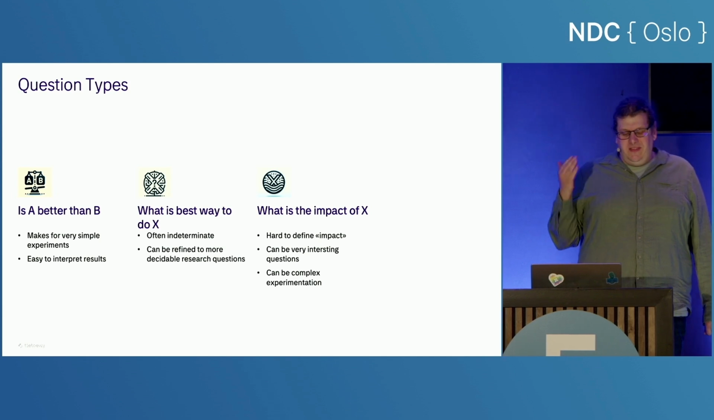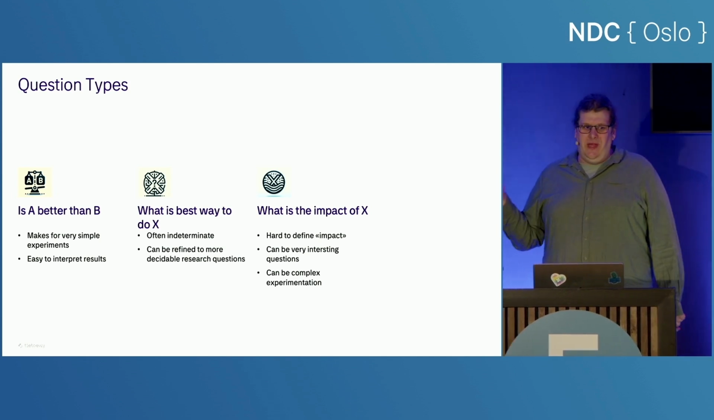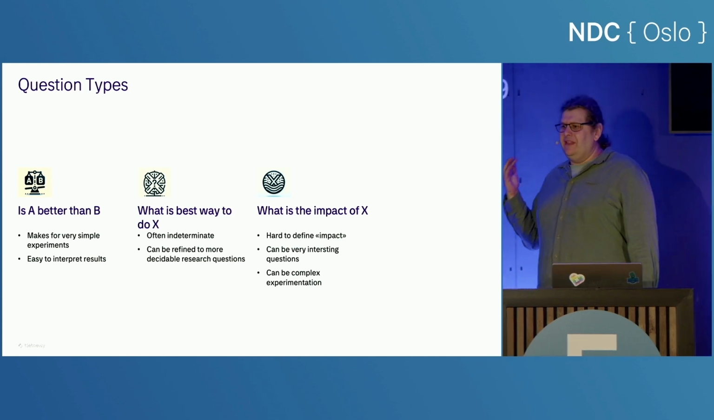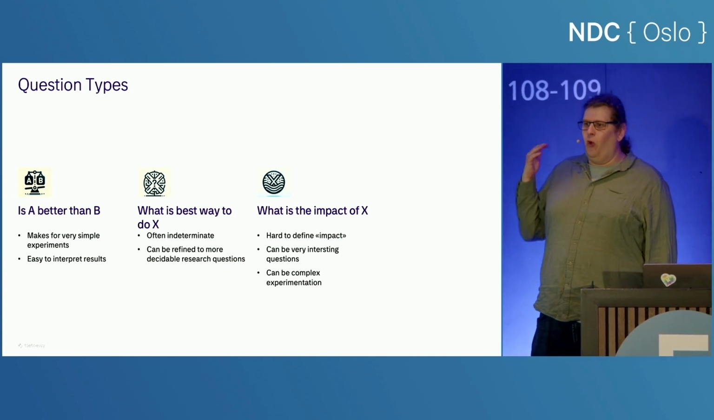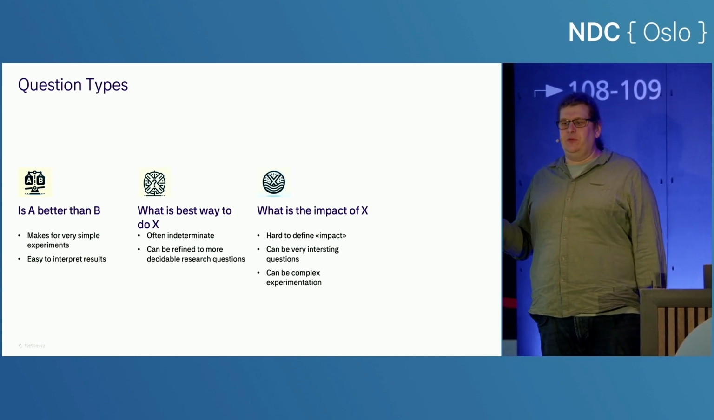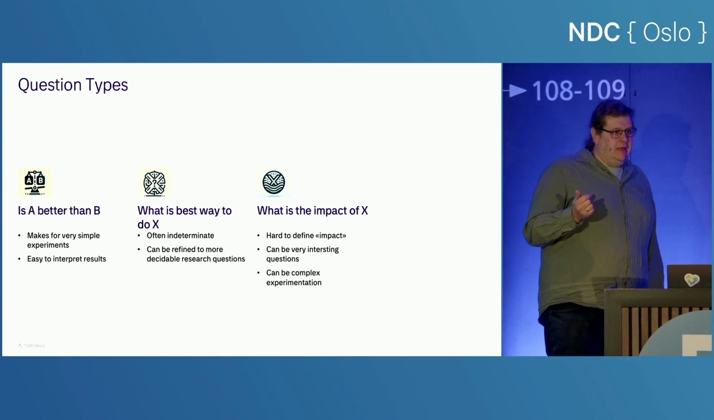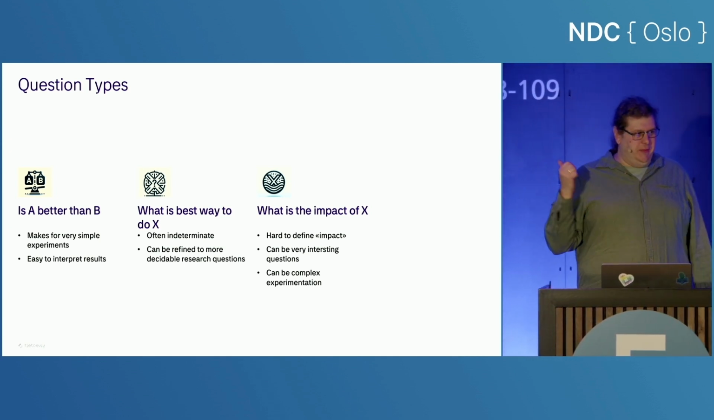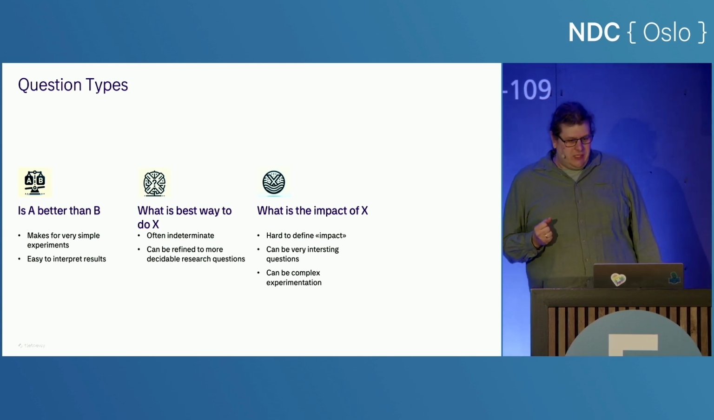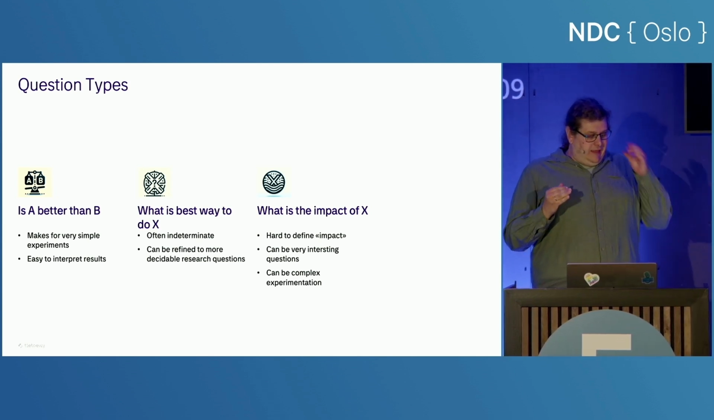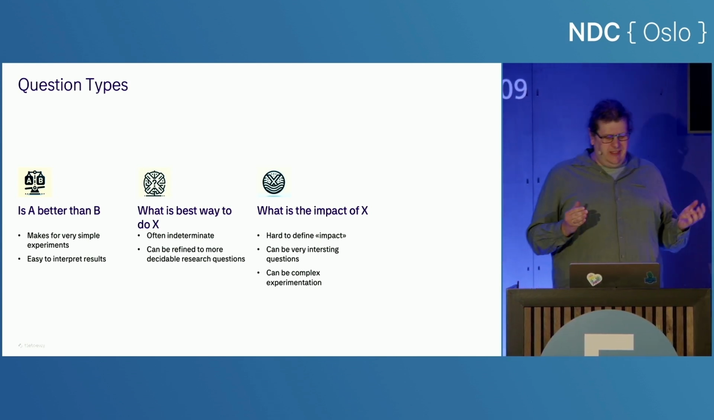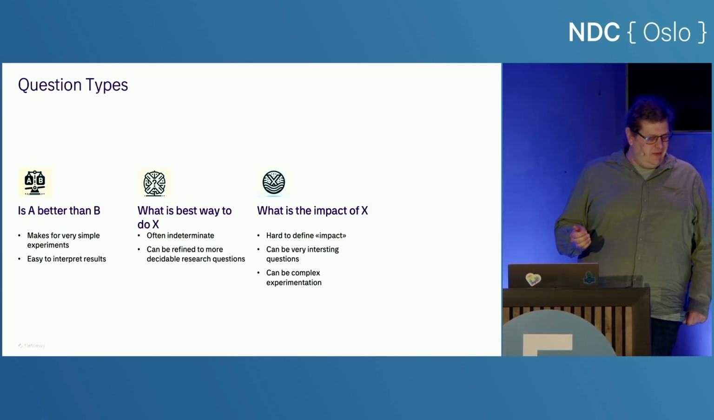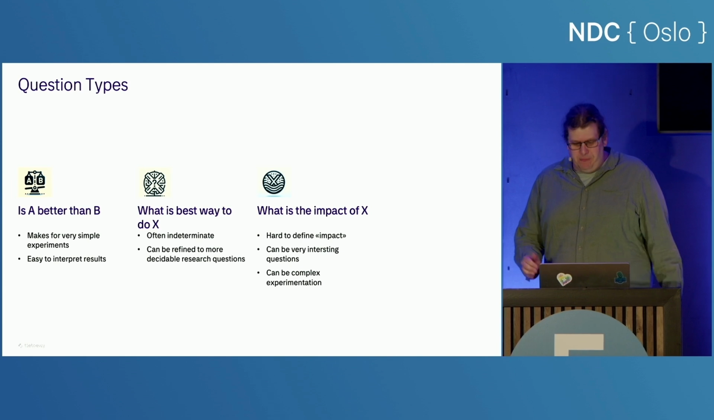Another type of question is: what is the best way to do X? Or worst way? This is very hard because now you need to know that you've been able to find all the ways, or all the relevant ways, to do X, which I didn't in my datetime parsing experiment, for instance. There's one I missed. But these can be refined into more decidable questions, often of the type: is A better than B?